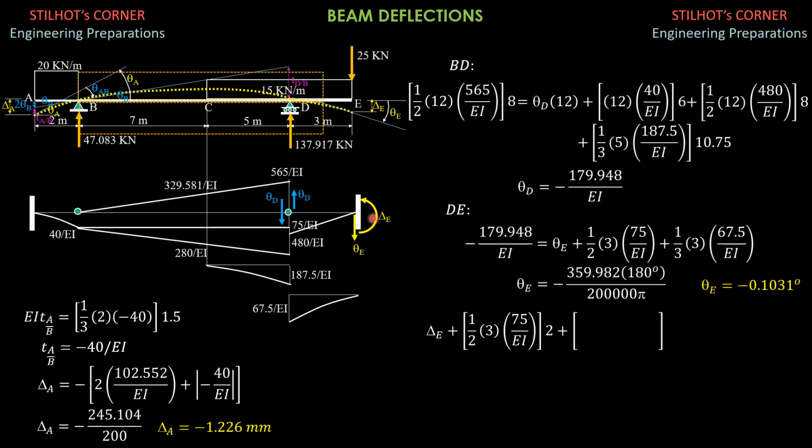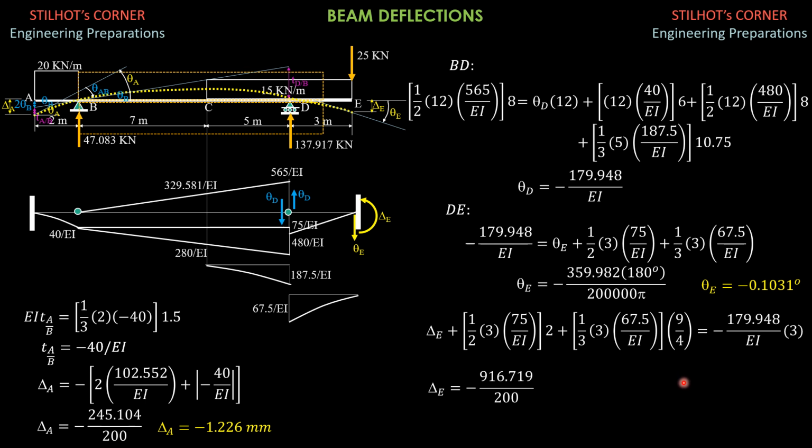And summation moment equals 0, delta E plus 1/2 of 3 times 75 times 2 plus 1/3 of 3 times 67.5, 3/4 of 3 is 9 over 4, then equals theta D, negative 179.948 over EI times 3. So solving for delta E is negative 916.719 over 200 over EI. So the shortcut is we just divide by 200 to convert that to mm. So delta E is negative 4.584 mm. So that's it for this video.